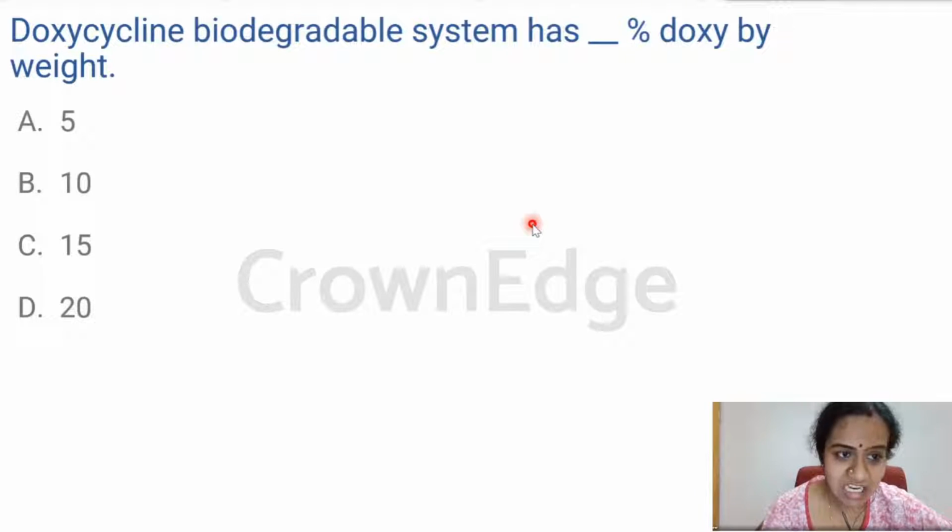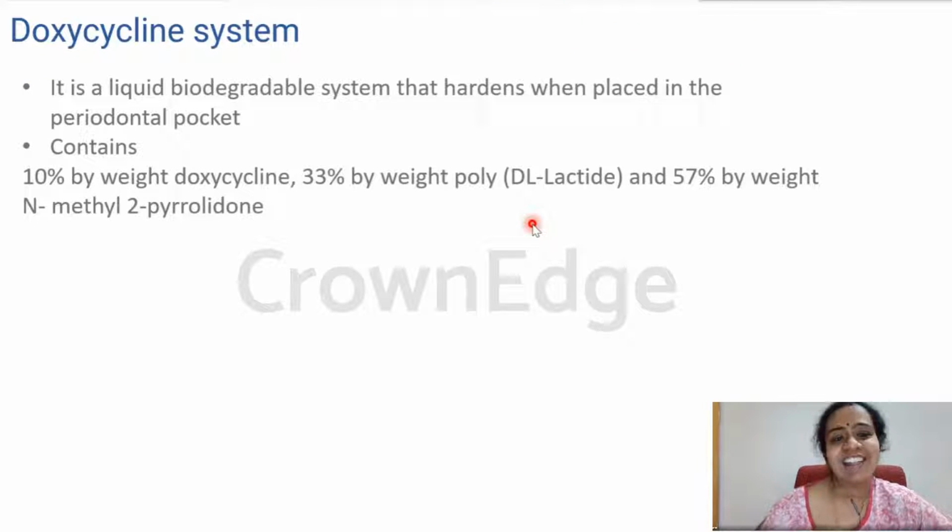Most of you are saying 20. Okay, but the correct answer is 10. Most commonly used, this biodegradable system is 10% doxy, 33% DL lactide polymer. Again, this is your carrier. These two are your carrier, and NMP is N-methylpyrrolidone and DL lactide is your carrier. Yeah, good, by the way, it's 10. So the most common thing is 10. So the correct answer would be B, 10.